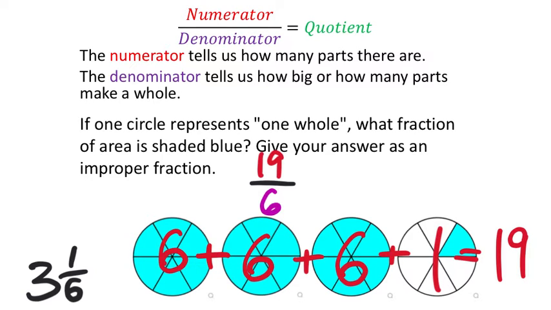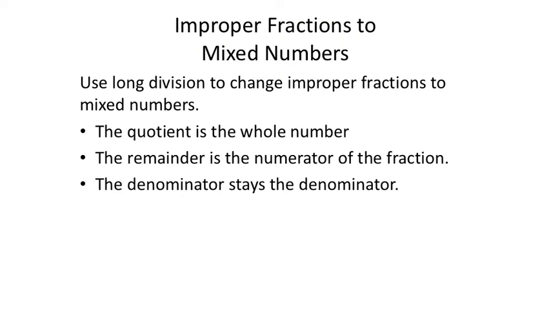Another thing that you'll need to notice between mixed numbers and improper fractions is that the denominator didn't change, right? You've got a 6 denominator, 6 denominator. That should be true whenever you're converting between the two if you need to. So how do we change improper fractions to mixed numbers?